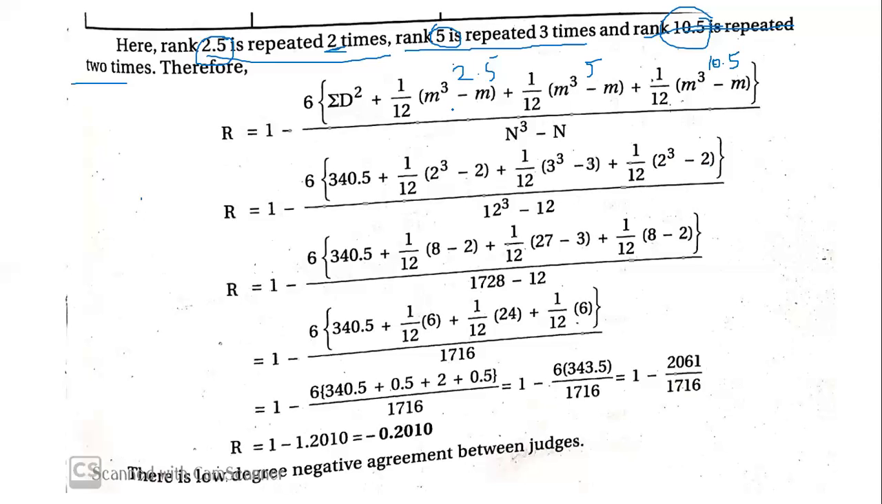I'll repeat it again. This 2.5 is repeated 2 times, so 2 cube minus 2. The rank 5 is repeated 3 times, so 3 cube minus 3. And 10.5 is repeated 2 times, so 2 cube minus 2. And the value of n is 12, so 12 cube minus 12. Okay, so that is the overall value.